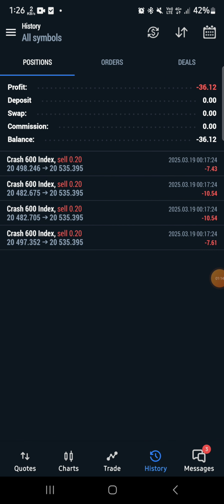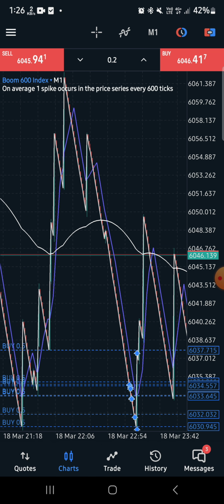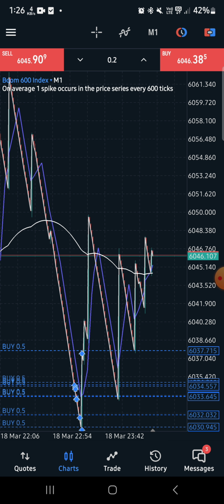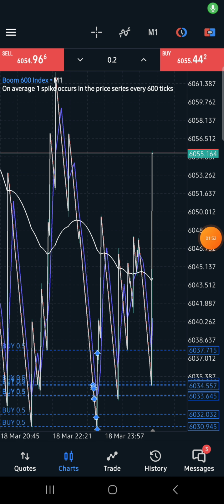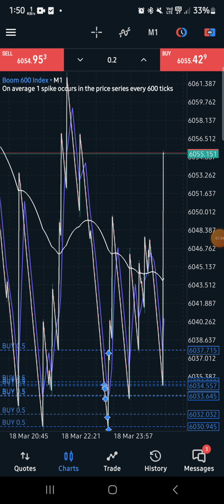It didn't work out for Crash 600. As you can see here, I got my loss cut short. You can see I was closing at a $10 loss. Normally I would not make it that big of a loss, but because I now have a lot of balance, equity to spare, that is why I'm risking more.